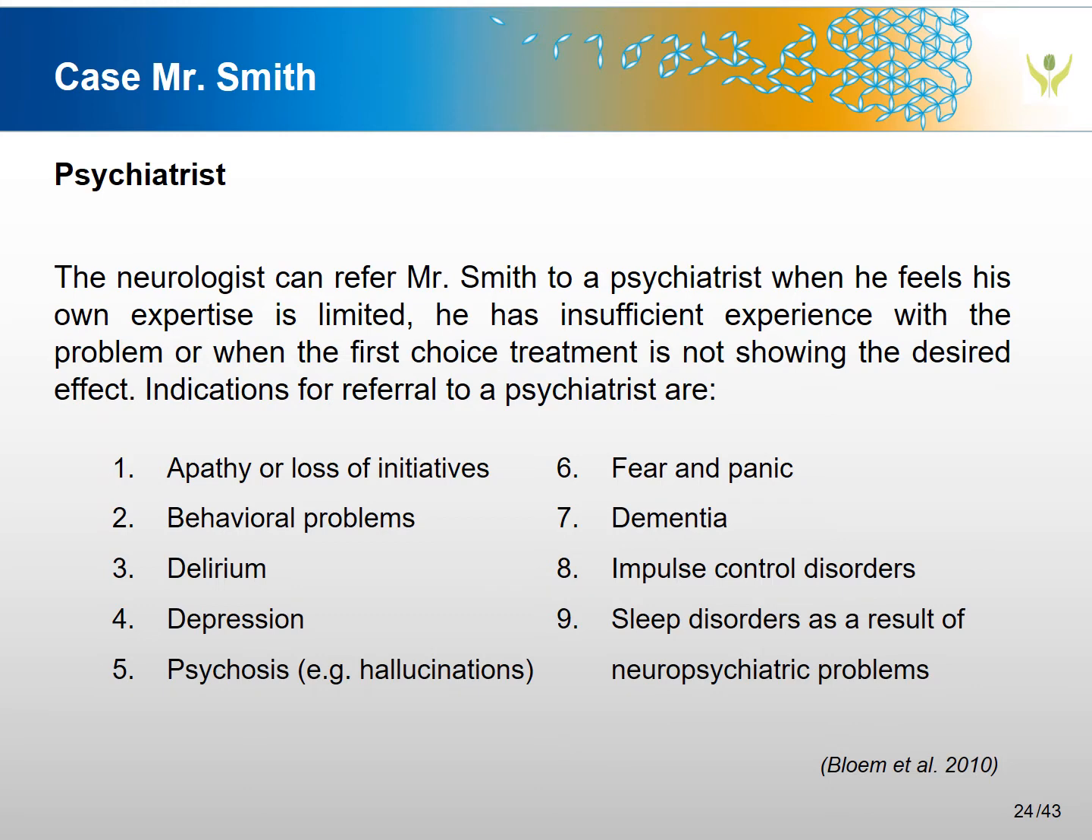The neurologist may refer Mr. Smith to a psychiatrist when she feels that her own expertise is limited, has insufficient experience with the problem, or when the first-choice treatment is not showing the desired effect. Indications for referral to a psychiatrist are apathy or loss of initiatives, behavioral problems, delirium, depression, psychosis such as hallucinations, fear and panic, dementia, impulse control disorders, and finally, sleep disorders as a result of neuropsychiatric problems.